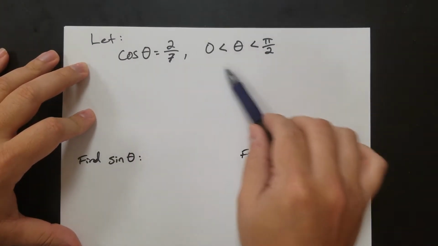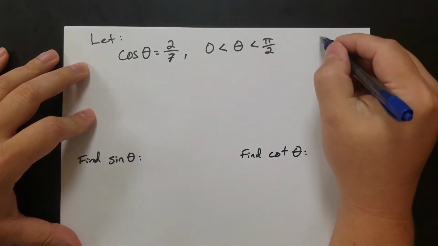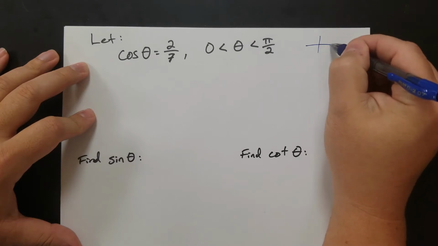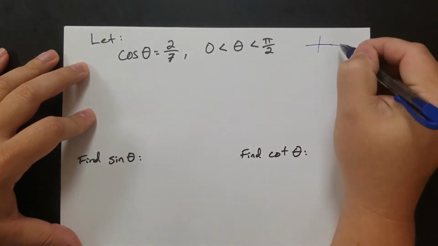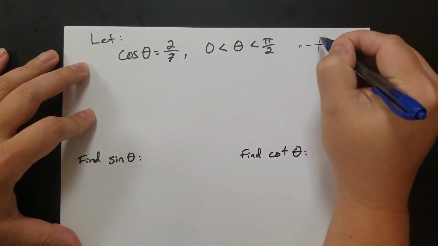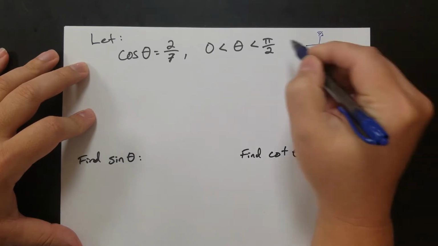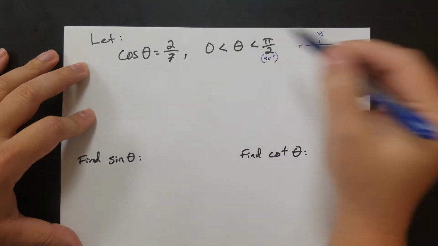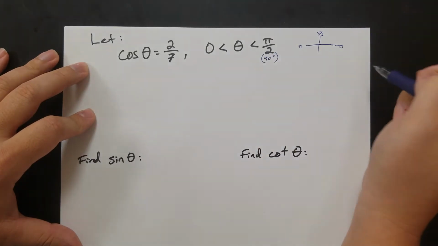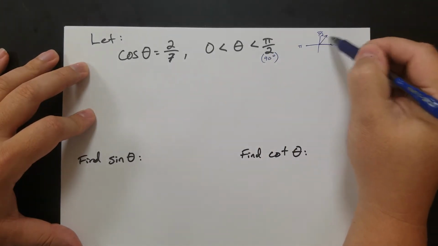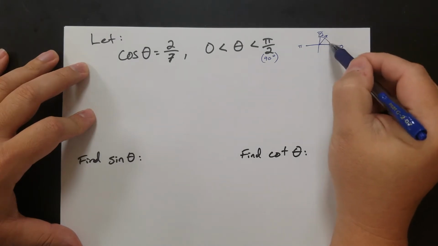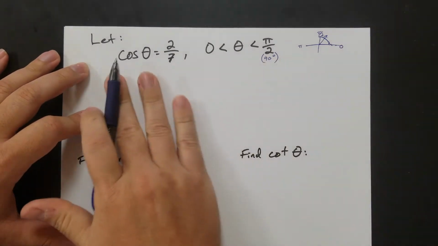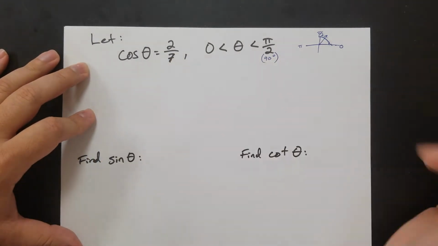So all this is saying is that if you draw 4 quadrants, the angle is going to be between 0 and pi over 2. So this is 0, this is pi over 2, right? Pi over 2 is the same thing as saying 90 degrees. So this angle is somewhere between 0 and 90 degrees, maybe it's like that, somewhere in this first quadrant. That's all this says, right? So really what we're looking at is this part. Cosine theta equals 2 over 7.